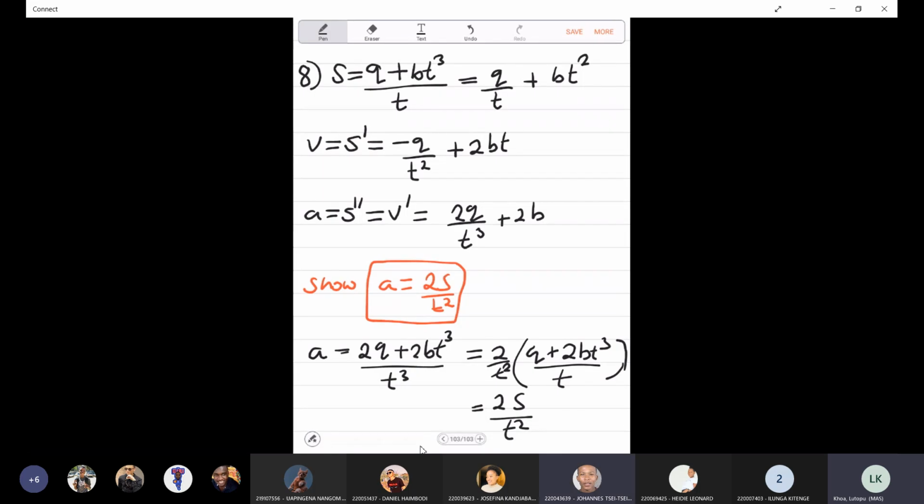Ma'am, you have t to the power of 3 in the denominator. Which one are you talking about? A equals to, here. Why is it then to the power of 3? I have 2 over T squared. Let me first ask, did you factorize out 2 over t? Yes, so there should not be a 2 there. So I did factor out 2 over T squared. And then what I'm left with over here is S. So it's 2 times S divided by T squared, which is what I was asked to show.